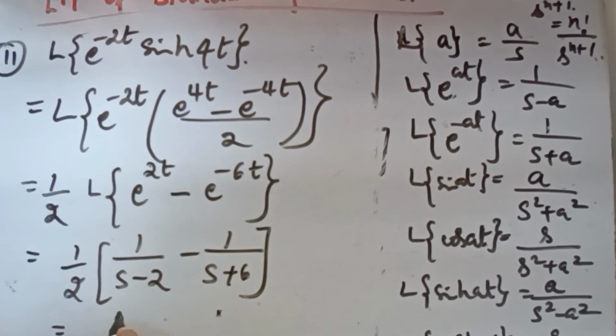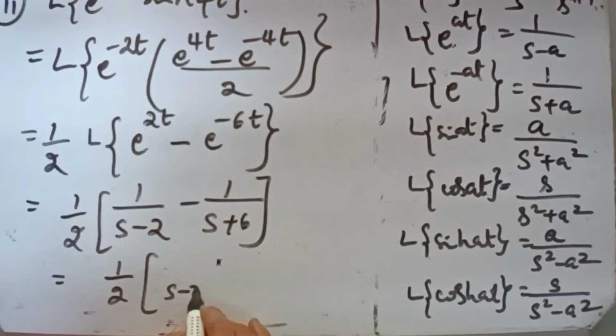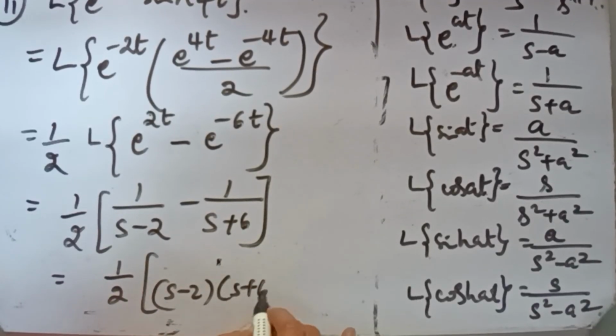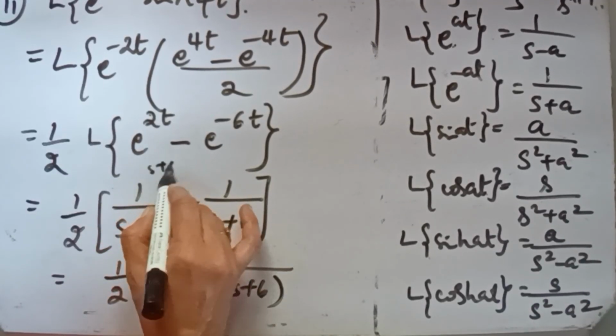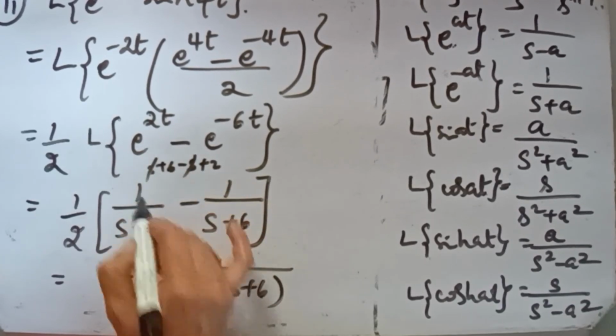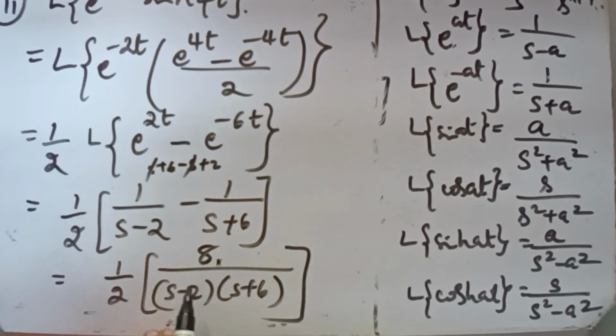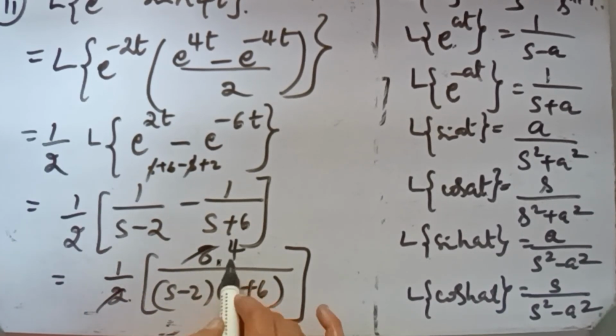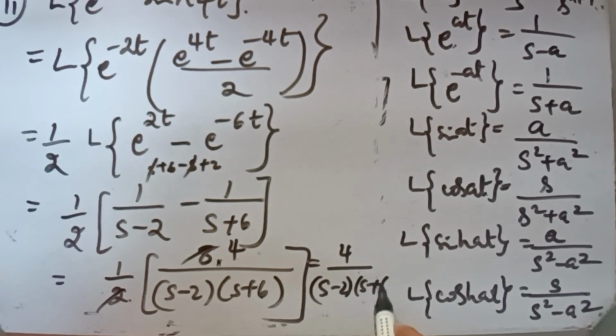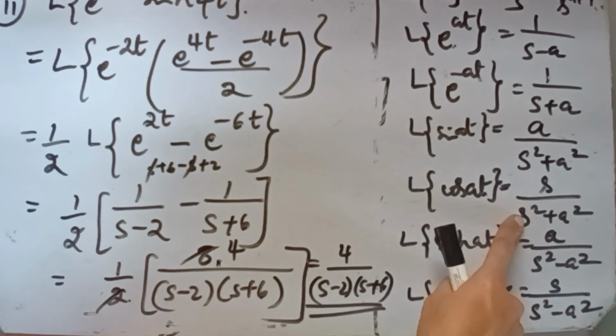So when you simplify this, you will get s minus 2 into s plus 6 here. Then s plus 6 minus s plus 2 cancels, 8 by s minus 2 into s plus 6 into 2. Here you have 2 ones, 2 fours. So this is 4 by s minus 2 into s plus 6. This is how we calculate the Laplace transform using the standard functions.